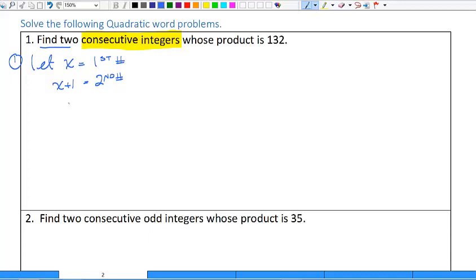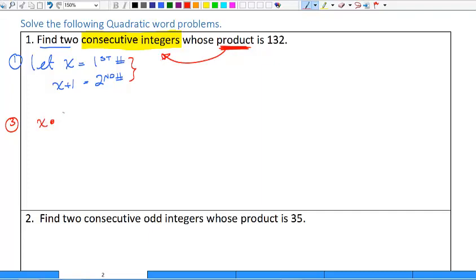Step 2 says draw a picture. Well, I can't draw a picture for these number problems, so I'm going to skip that one. Step 3 says to write an equation. So I have to go back and reread the problem and see if I can write an equation with my variables. Find two consecutive integers. Okay, these are my two consecutive integers. Whose product? Remember what product means? Product means multiply. And who am I multiplying? Well, the two consecutive integers we just talked about.